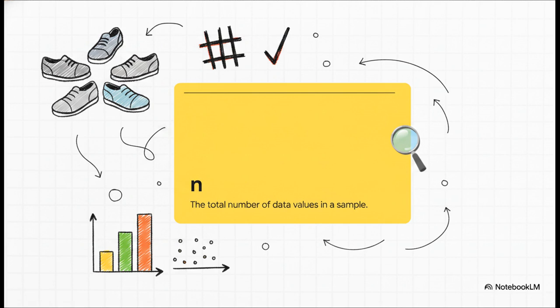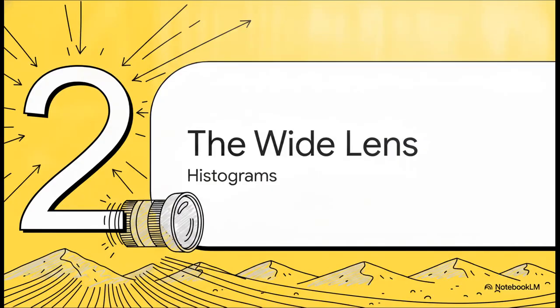Okay, next up, let's knock out a quick piece of mathematical shorthand before we start using it. When you see the lowercase letter n, it just means the total number of data values in our sample. That's it. If you count the shoes in your closet and you have 10 pairs, well, your n is 10. Simple as that.